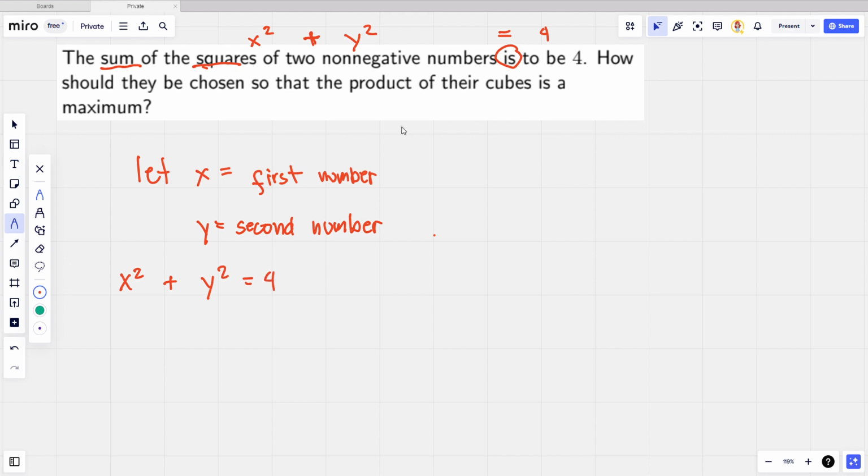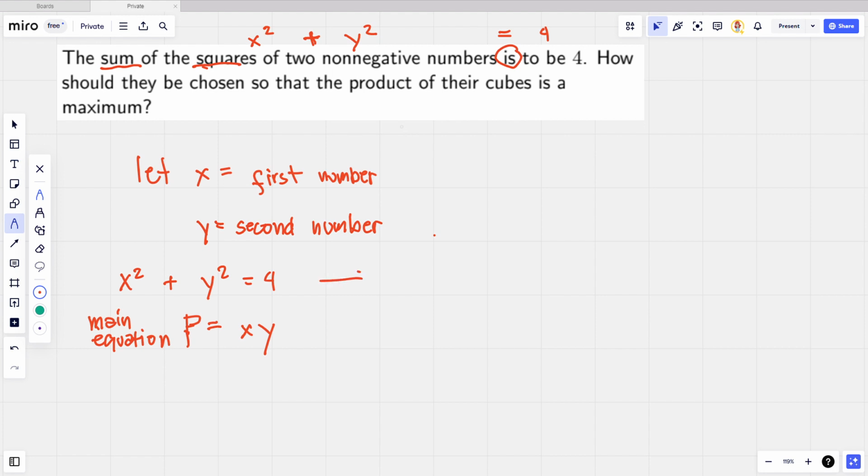How should they be chosen so that the product of their cubes is a maximum? So our main equation now, since it's stated here that the product should be a maximum, we have x and y, or their product, is a maximum. That means P equals xy is our main equation, and we must find a way to express xy, this equation, into one variable.